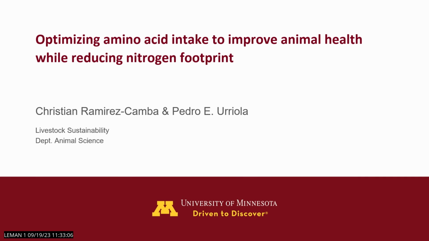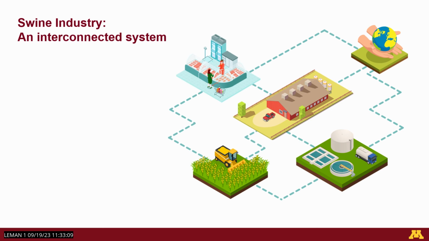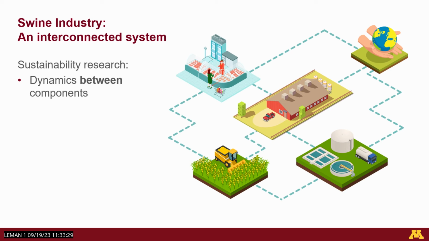As an introduction, I'm going to talk about how the swine industry is an interconnected system. In the previous presentations, we saw different interconnections that the swine industry has with manure, with soil, with agriculture in general. So from a sustainable research point of view, we study the dynamics between the components of the system, in this case, with swine production in the center. We study the interconnections between the different components of the system.